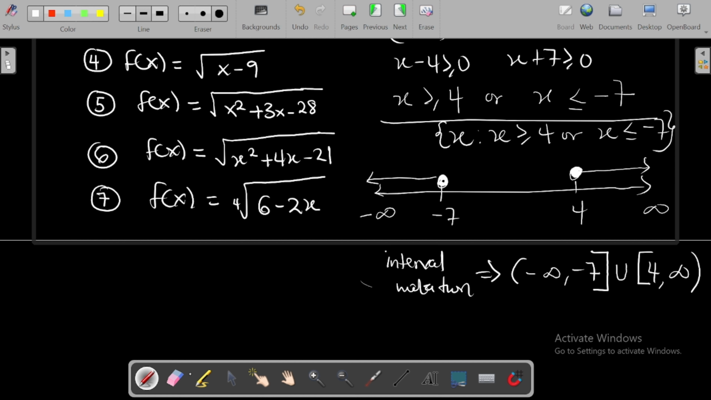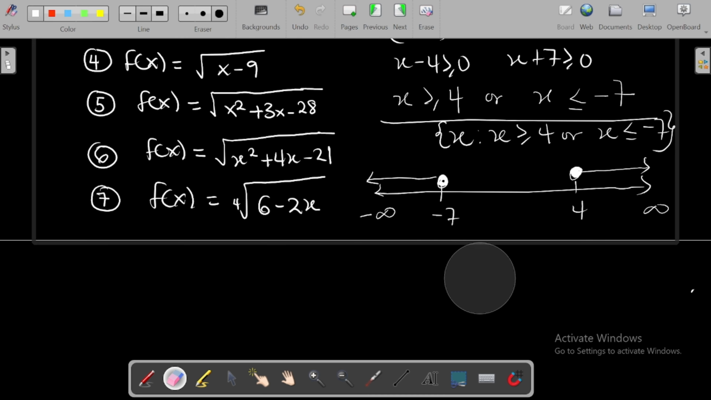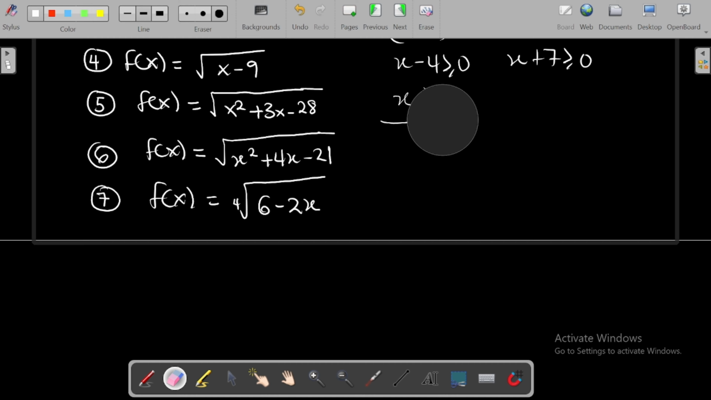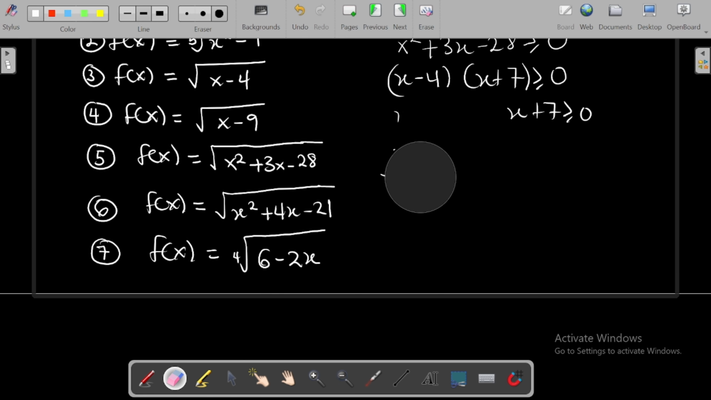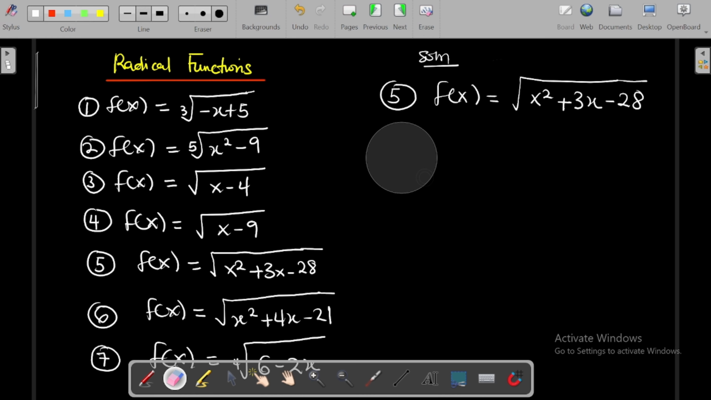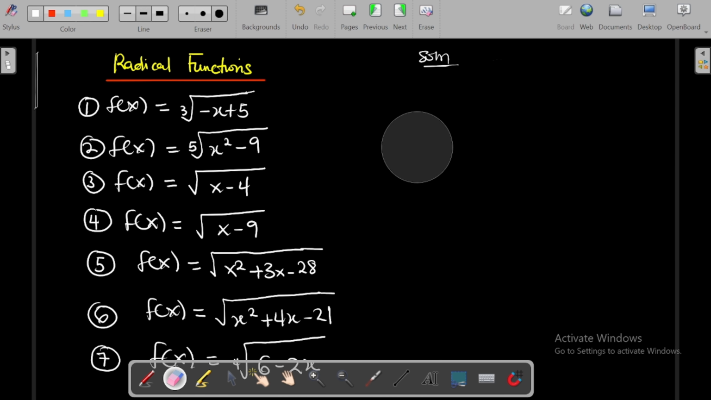Okay, I believe the understanding is getting clearer and clearer. We are still on it. By the end of this tutorial or lesson, you'll be able to understand how to find the domain of every single function you come across. Okay, now let's tackle the sixth question.